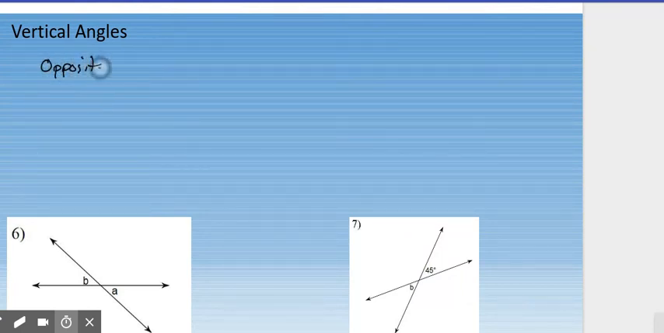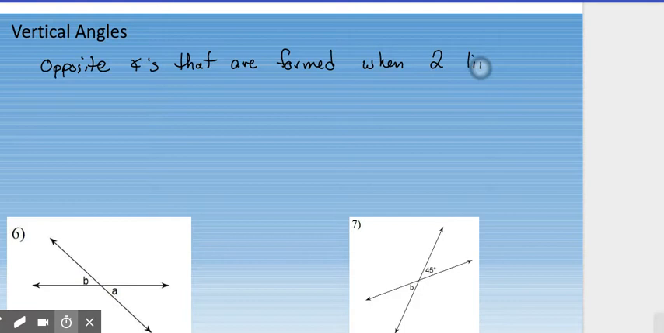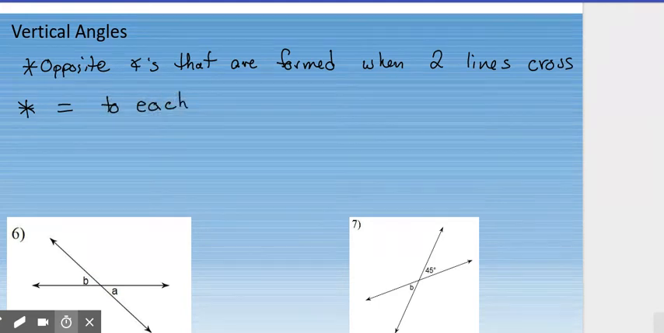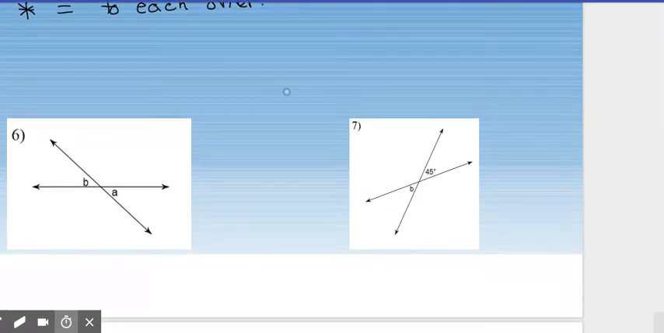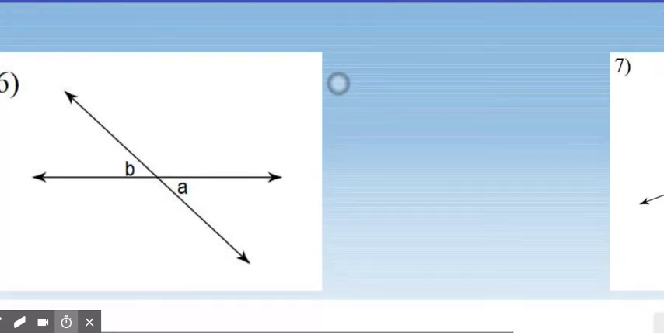Opposite angles that are formed when two lines cross. Now, the important thing about this is they are equal to each other. Okay, so that's the mathematical part that we would get out of this. So when you're looking at this one with just the A and B, I know that A equals B. They're the same thing. Okay, they're going to be the same measure.